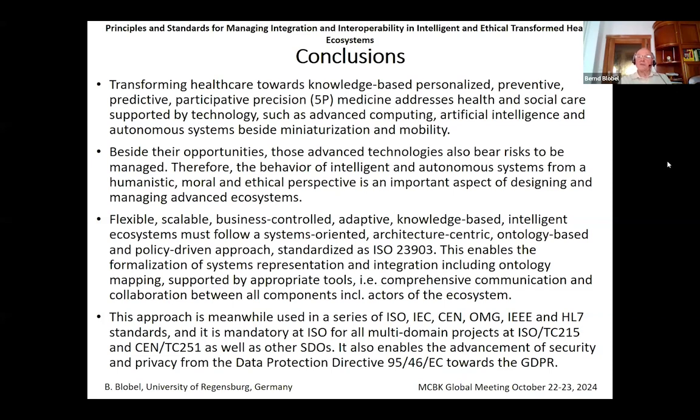The flexible, scalable, business-controlled, adaptive, knowledge-based, intelligent ecosystem must follow a systems-oriented, architecture-centric, ontology-based, policy-driven approach, standardized as ISO 23903, as presented. This enables the formalization of any systems representation, from planes through cars up to planets, and the integration including ontology mapping supported by appropriate tools. So enabling comprehensive communication and collaboration between all components, including actors of ecosystems. This approach is meanwhile used in a series of ISO, IEC, CEN, OMG, IEEE, and HL7 standards, and is mandatory for all multi-domain projects.